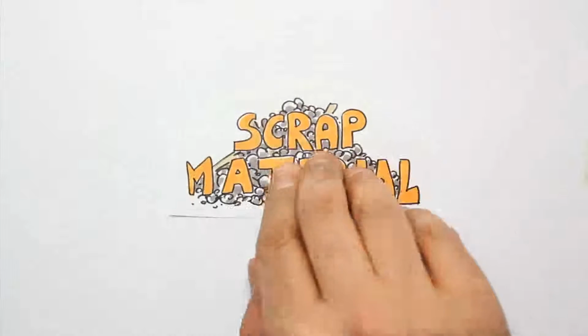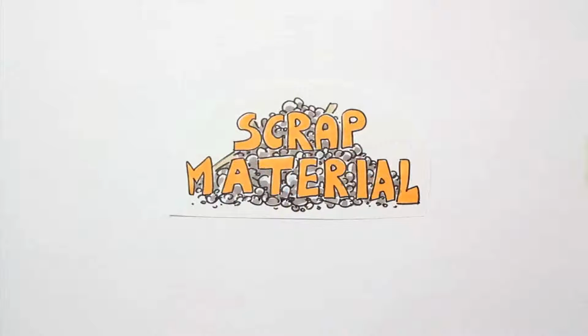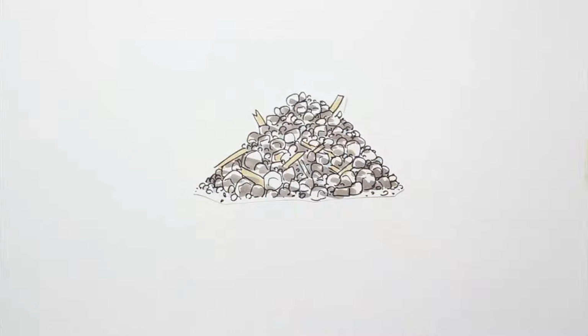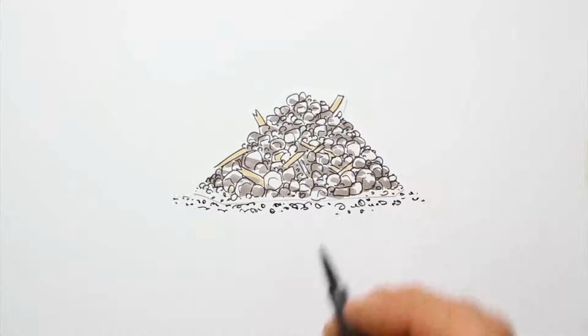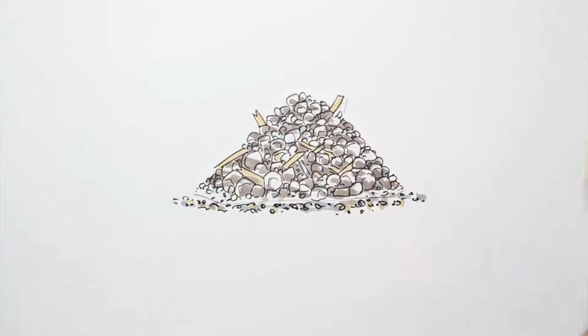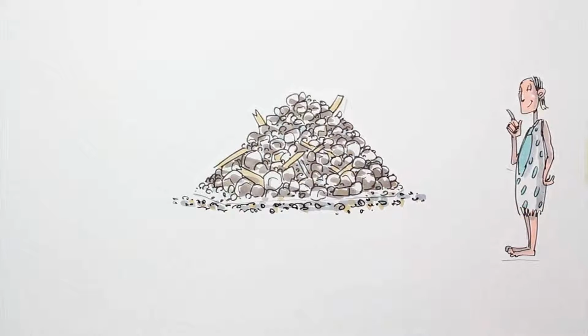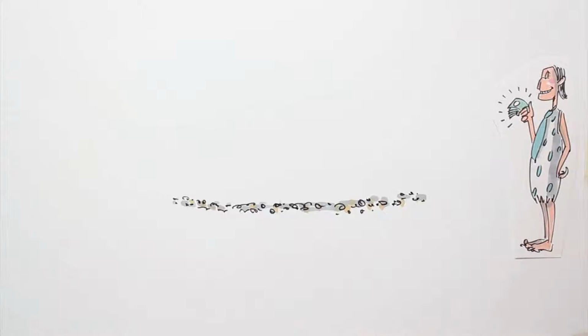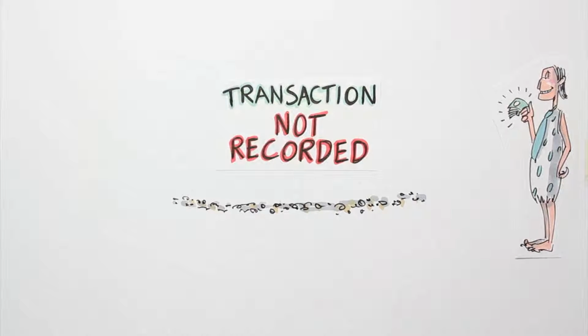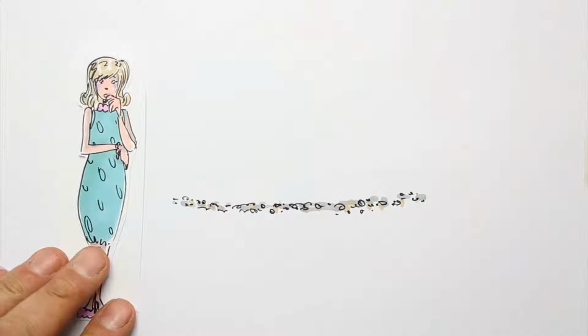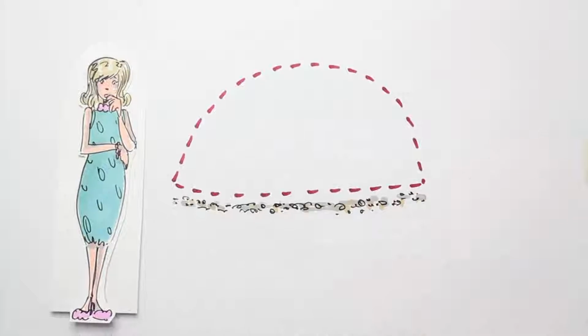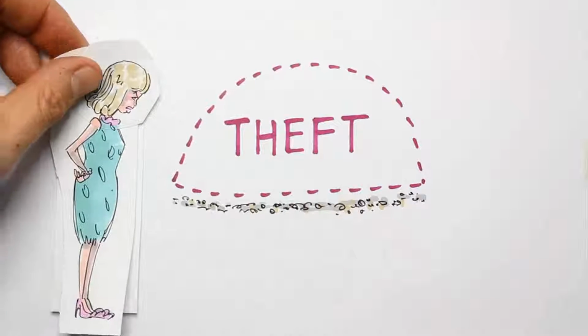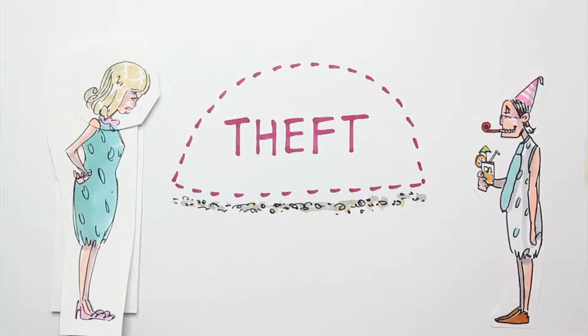Compliance risks related to scrap material. The project is complete, and a large amount of scrap material is left. A member of the project management team thinks, well, nobody's using it, and sells the scrap material. The sale is never recorded, the money never accounted for. Eventually, the project manager discovers that the scrap material is missing, and later finds out that the money from the sale of the scrap was used for an internal party.